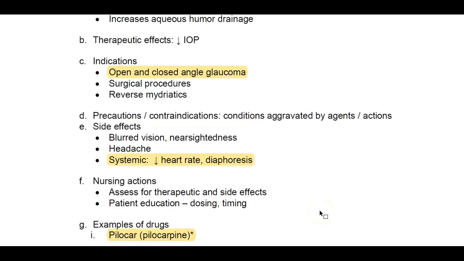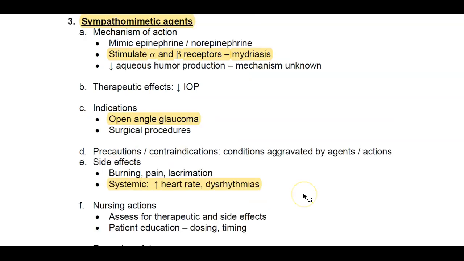Nursing actions include assessing for therapeutic and side effects, as well as patient education regarding the drug, the dosing, the timing, and so forth. Examples of drugs under cholinergic agents include pilocarpine. Another drug class that you may be familiar with are your sympathomimetic agents. Sympathomimetic agents mimic epinephrine and norepinephrine. So they're adrenergic agonists. These medications will stimulate alpha and beta receptors, causing mydriasis, and it also decreases aqueous humor production.